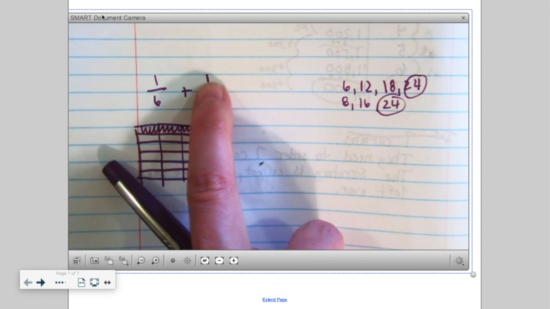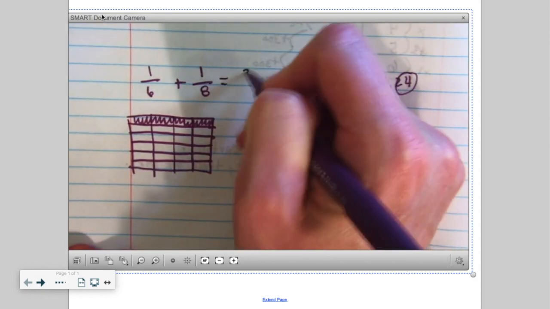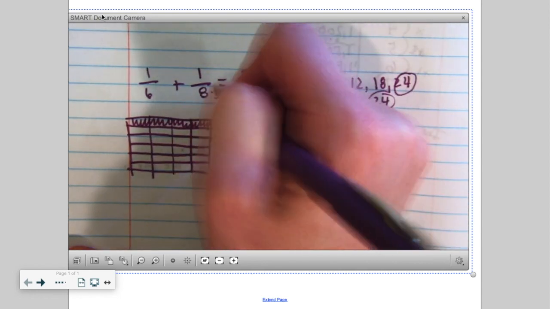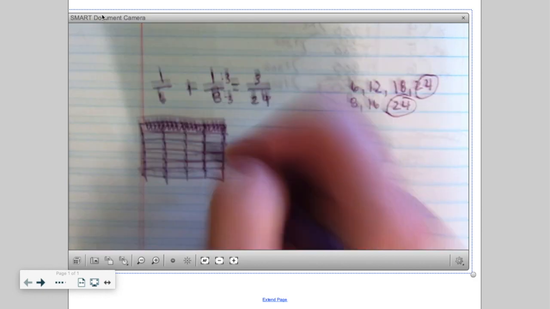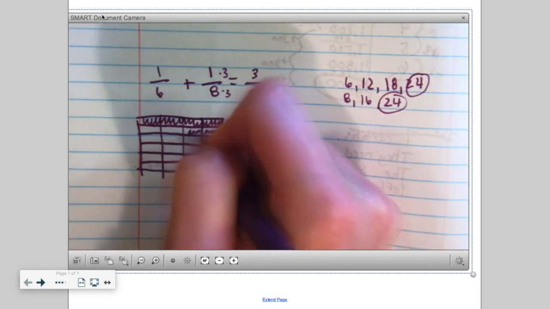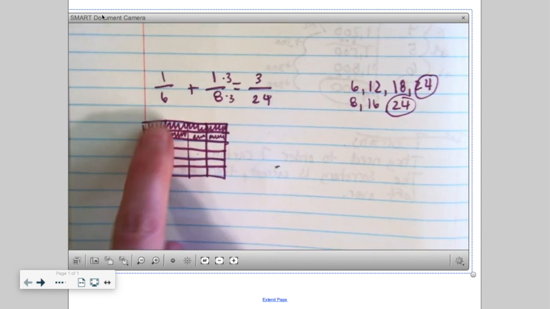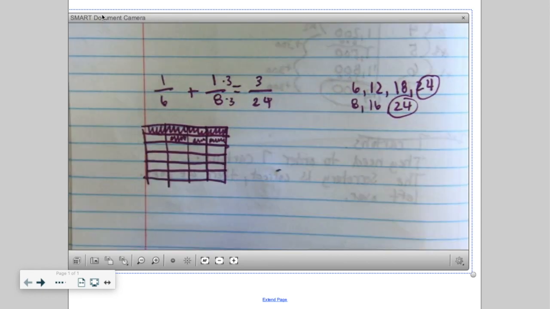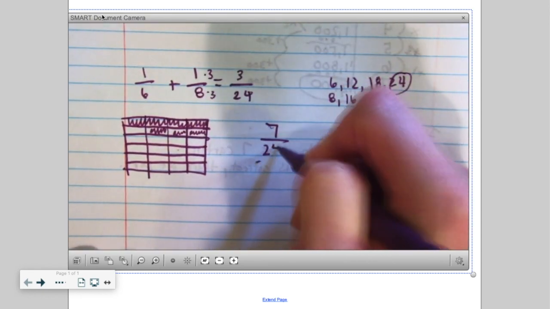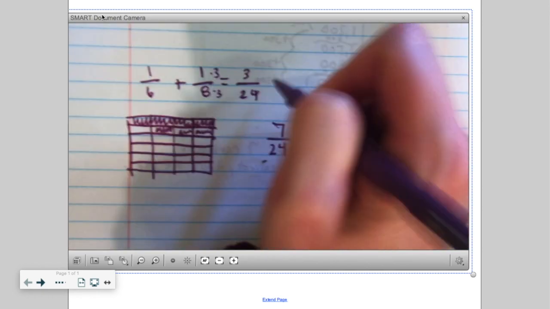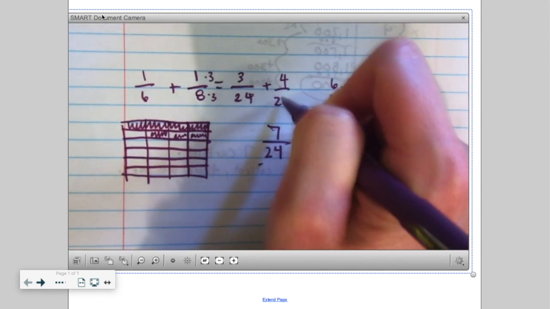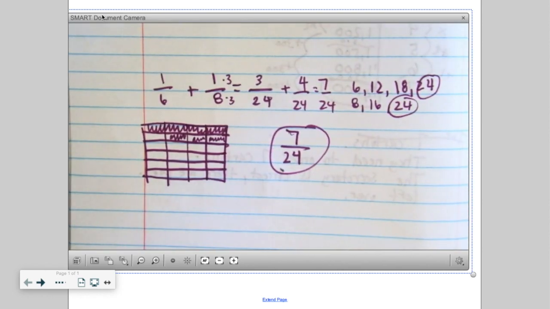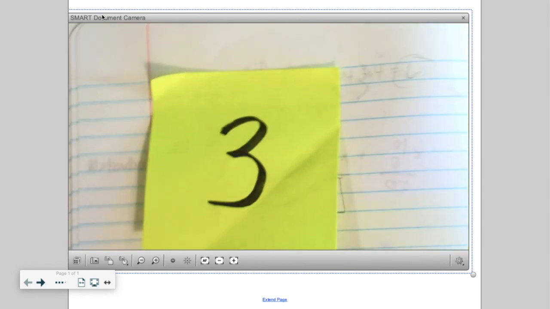The nice thing is that with 1 as the numerator, I know that 1/8 is going to equal 3/24, because I would multiply the bottom by 3 and the top by 3. So now I color in 3 more 24ths, and my total is going to be 1, 2, 3, 4, 5, 6, 7 24ths. So this would be 3/24 plus 4/24 equals 7/24. My answer is 7/24. On to number 3.